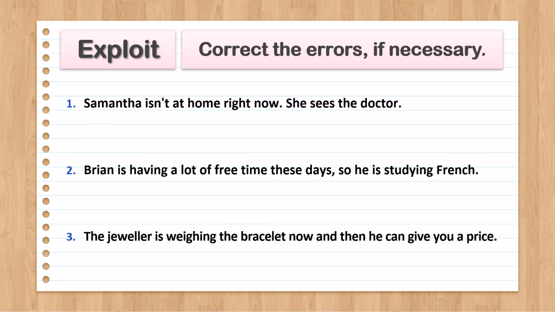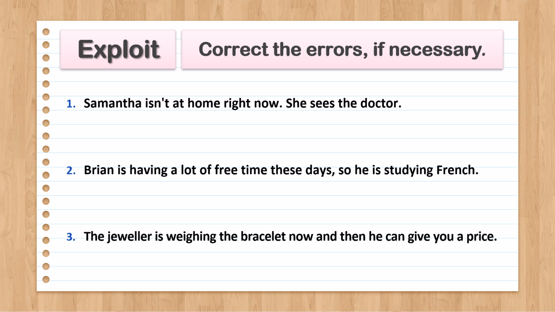Okay, here we go, class. This is the last exercise for today's session. Let's practice using stative and action verbs correctly by checking for errors in these sentences. Some of these verbs can't be used in continuous forms and so we are fixing them together. Now let's start with number 1. Samantha isn't at home right now. She sees the doctor.